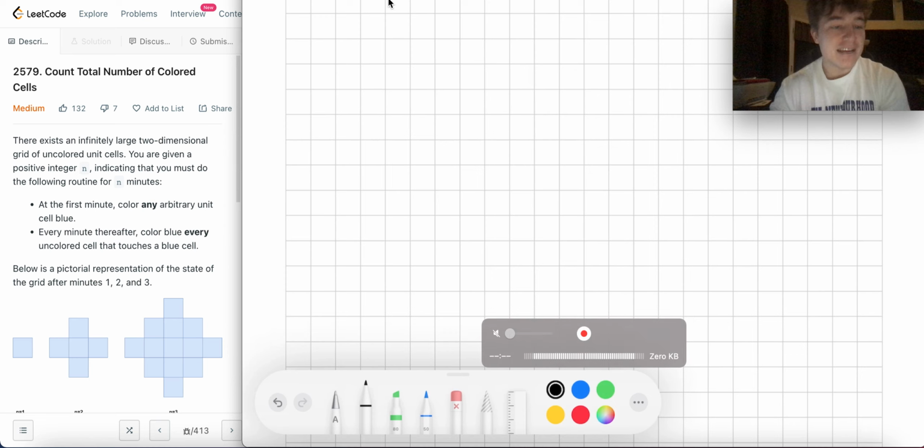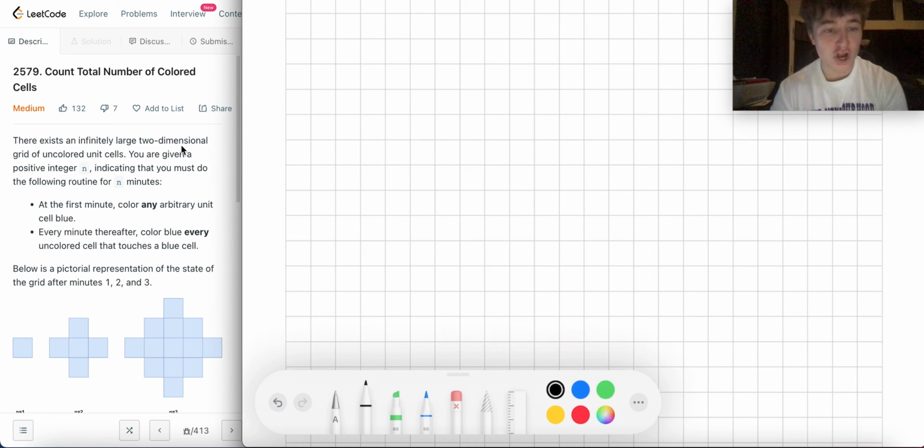There exists an infinitely large two-dimensional grid of uncolored unit cells. Kind of a strange thing to say, but all right, there's this infinite grid. You are given a positive integer n, indicating that you must do the following routine for n minutes. At first minute, color any arbitrary unit cell blue.